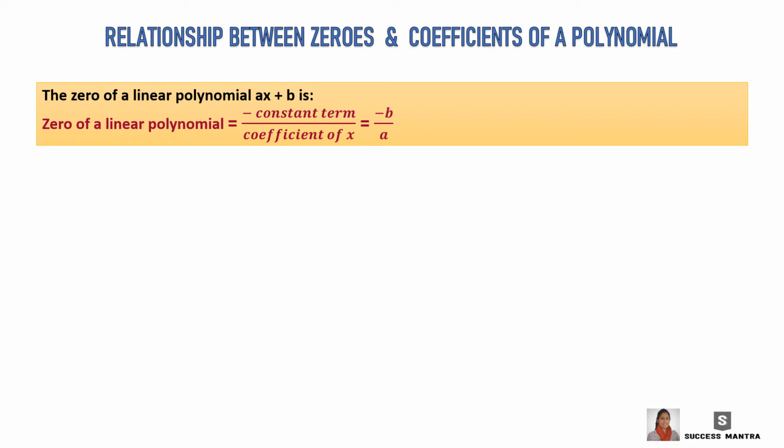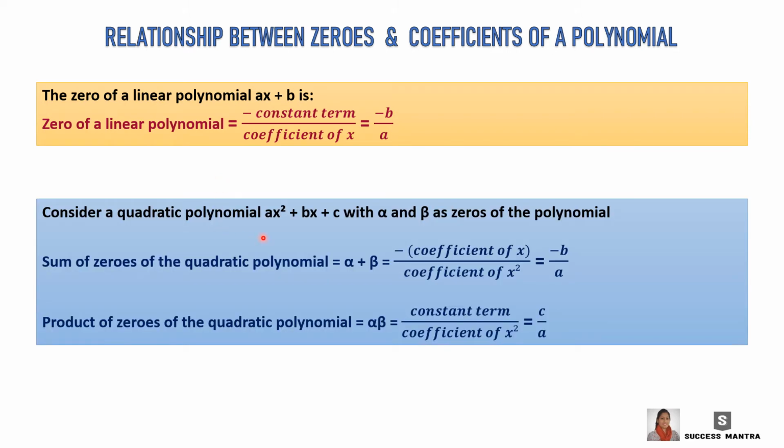If you are considering a quadratic polynomial, the general format is ax square plus bx plus c, and so consider alpha and beta as two zeros of this polynomial. Then the sum of the zeros of this quadratic polynomial is equal to alpha plus beta, that is equal to minus of coefficient of x divided by coefficient of x square. From the expression, coefficient of x is b and coefficient of x square is a. So we have sum of zeros alpha plus beta is equal to minus b by a.